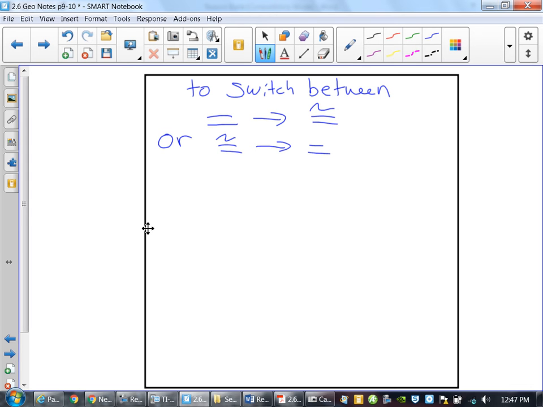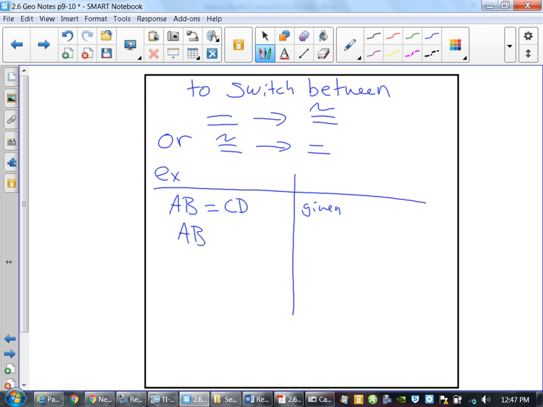All we have to know is that if you're going to talk about things that are congruent, that means they have equal measure, whether it's an angle or a segment. So all I have to do then is the following. I'm just going to write this as an example. Let's say we have AB is equal to CD. Let's just say that was given to us. That means I can do this. AB is congruent to CD.